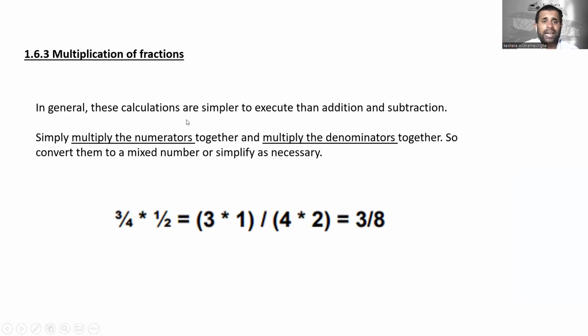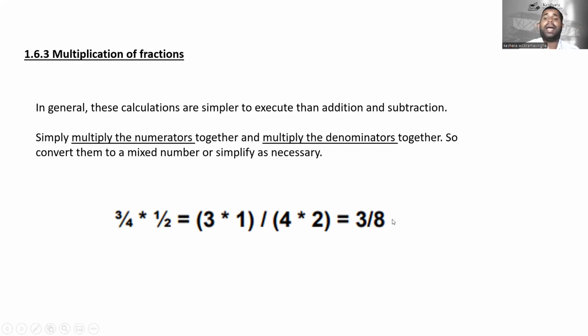So now let's go to multiplication of fractions. In general, these calculations are simpler to execute than addition and subtraction. Simply multiply the numerators together and multiply the denominators together, right? It is very easy compared to subtraction and addition. Then convert to a mixed number or simplify as necessary. So see, 3 upon 4 into 1 upon 2 equals 3 into 1. We have to multiply the numerators first, and then we multiply the denominators.